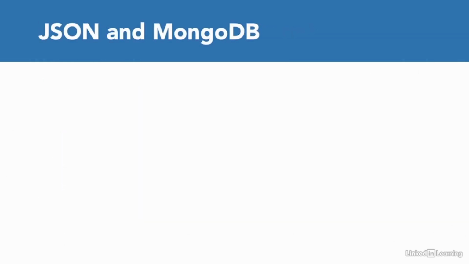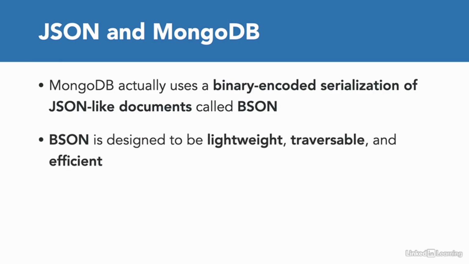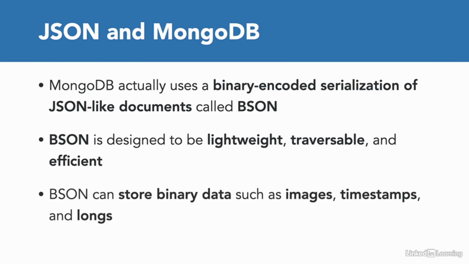You'll hear a lot about JSON when talking about MongoDB, and most of the time you don't need to think about this any further. However, there's one small caveat you should know about. MongoDB actually uses a binary encoded serialization of JSON-like documents called BSON for storing data, as well as for their drivers and tools. BSON was designed to be especially lightweight, traversable, and efficient. BSON also brings support for additional types such as images, timestamps, and longs, and much more. You generally won't need to think about the difference between JSON and BSON much, but it's good to know that there is a slight difference.